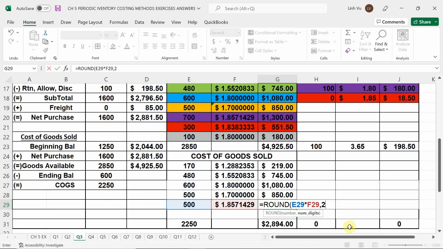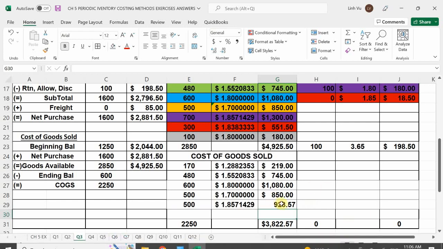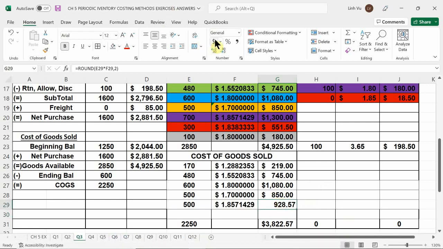I got $928.57. Excellent. So therefore, in grand total, I got $3,822.57. Okay. All right. So let me go ahead and take the time to color code all this.